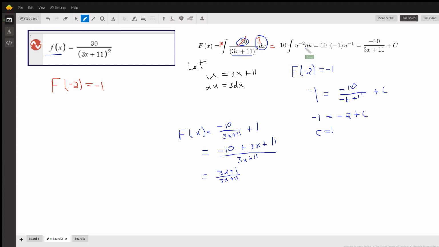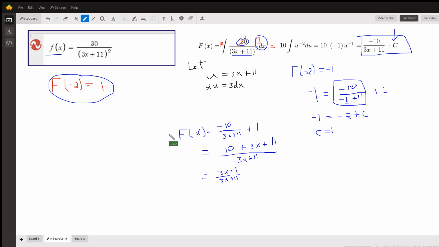To find the antiderivative, raise that exponent by 1, multiply by the reciprocal of the new exponent, or divide by the new exponent. There is a general antiderivative where we have a constant of integration right there, but we're told that big F of -2 equals -1, so we can use that to find the value for c. So when we put -2 in for x, which I did right here, we get an answer of -1. So this first term is -10 over 5, which is -2, so c is 1.